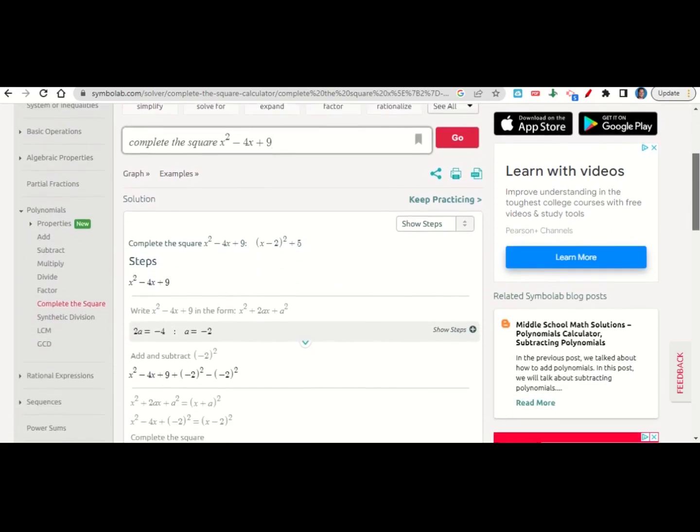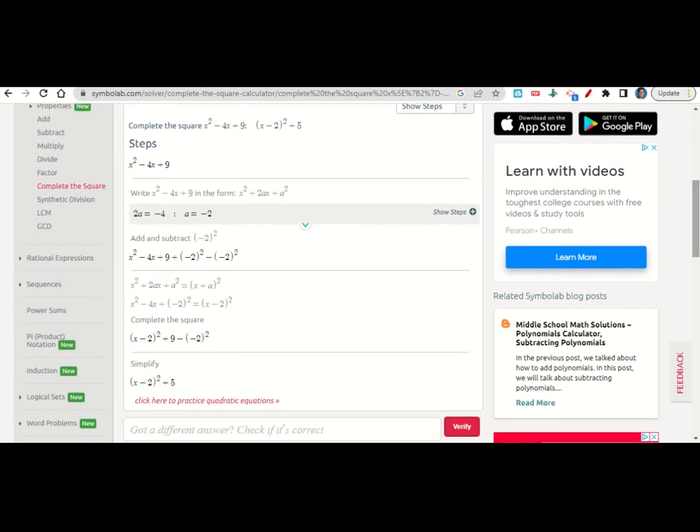And if we scroll down, it'll actually show us the steps of how to get there. So here's how we would do that. So this is one way that you can check your work when completing the square using Symbolab.